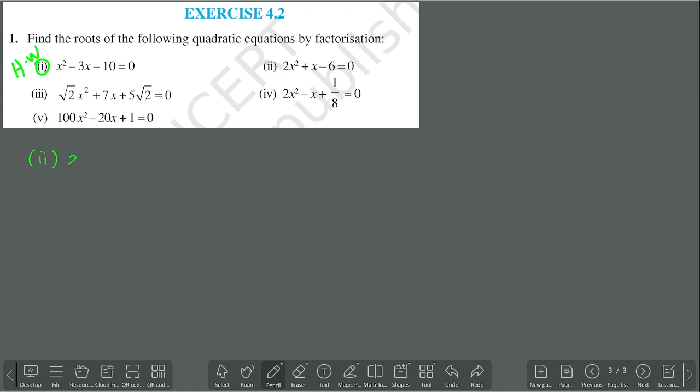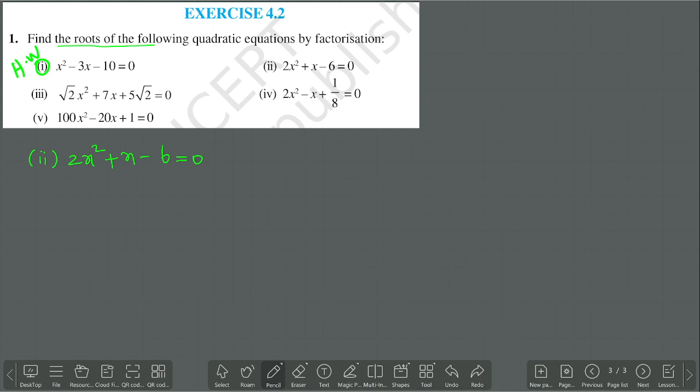Second one we have 2x² + x − 6 = 0. Find the roots. What are they telling? Find the roots of the following quadratic equation by factorization method. Factorization in the sense we have to bring the solution as a multiplication, then make it 0 and solve. That is called factorization.